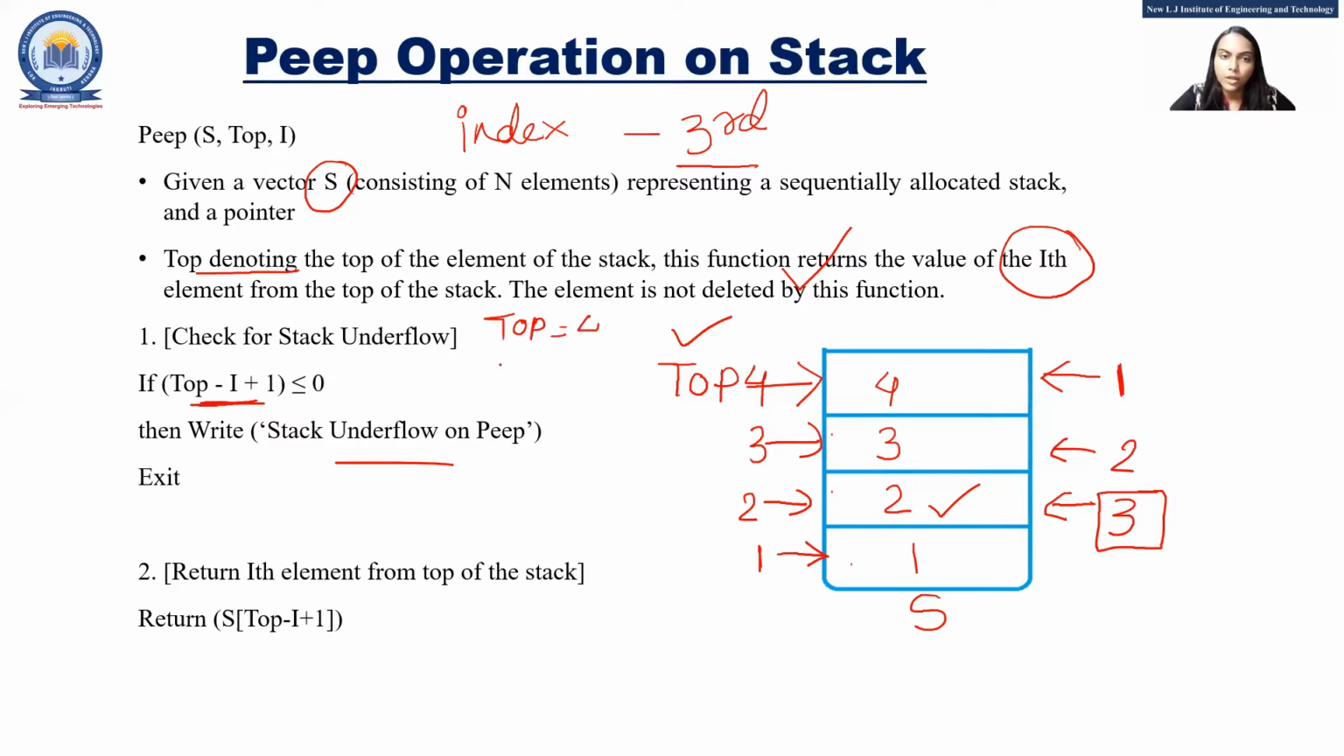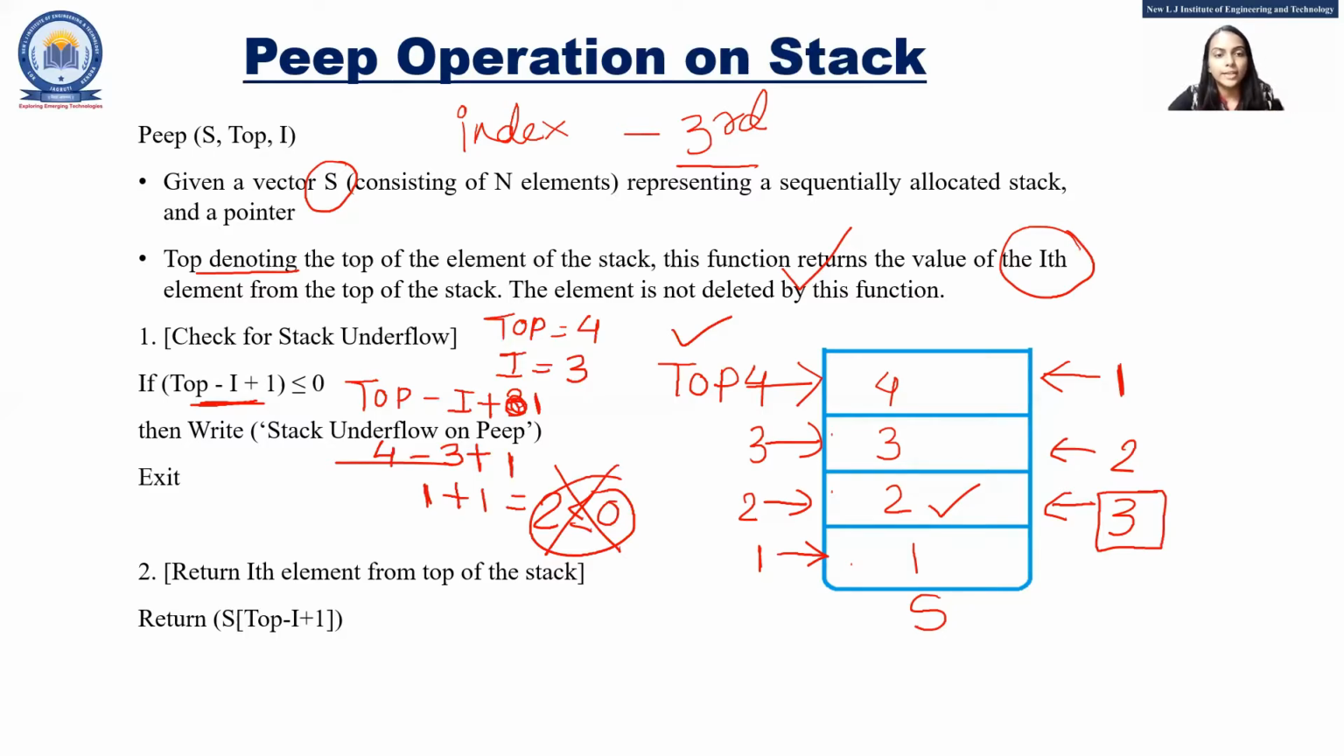Now, let us see from this example what is currently our top. Top is 4. What is i, the index? If we want to find the third element from the top, in that scenario, our i would be 3. So what is top minus i plus 1? That would be top is 4 minus i is 3 plus 1. So 4 minus 3 plus 1 is basically 1 plus 1, that is 2. Now is 2 less than or equal to 0? No, this condition is false because 2 is not less than 0. That means stack underflow on peep is not there. We can definitely find the element. It is present in the stack.